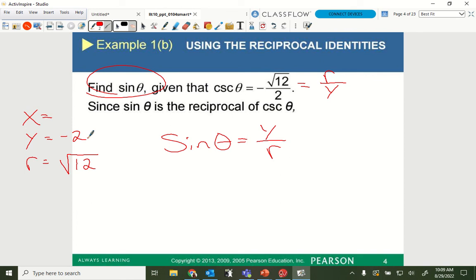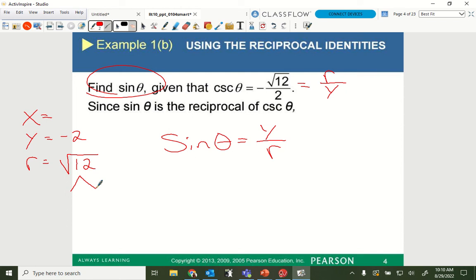Now we're going to do some factoring also. So that radical 12, I'm going to break it up. I don't know if you guys have done factor trees before, but I'm going to look for a perfect square. Perfect squares are 1, 4, 9, 16, 25, 36, 49, 64, 81, 100, 121, 144. Remember? A perfect square is just a number times itself.